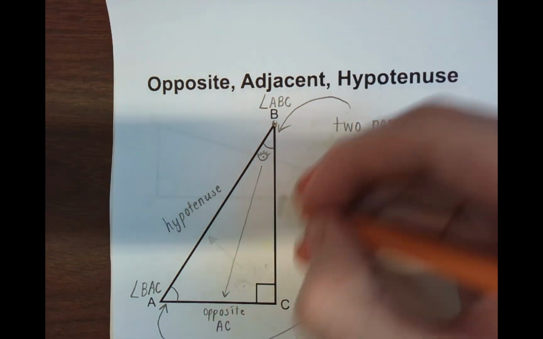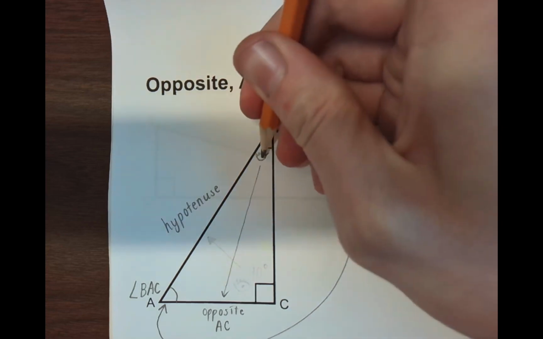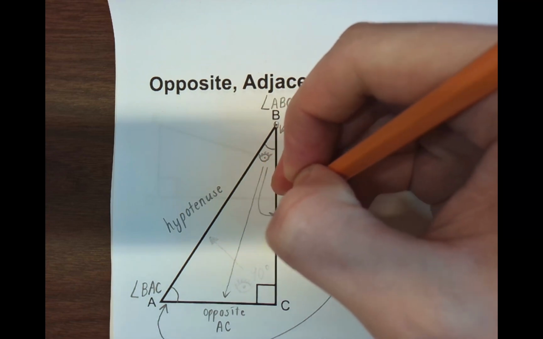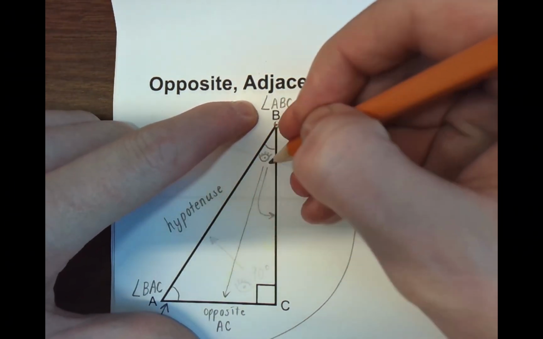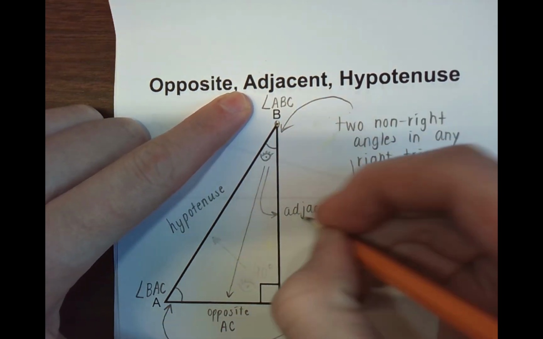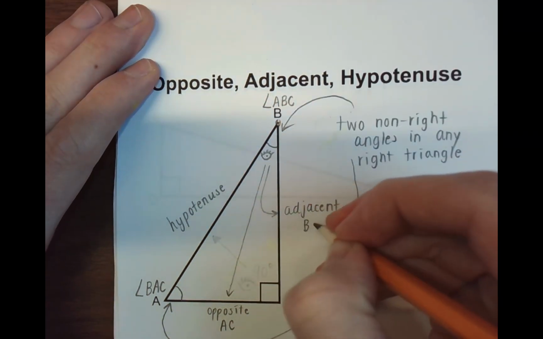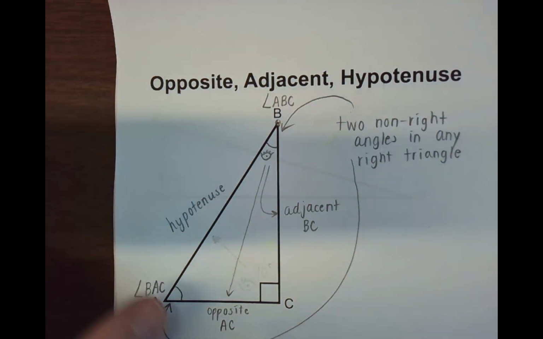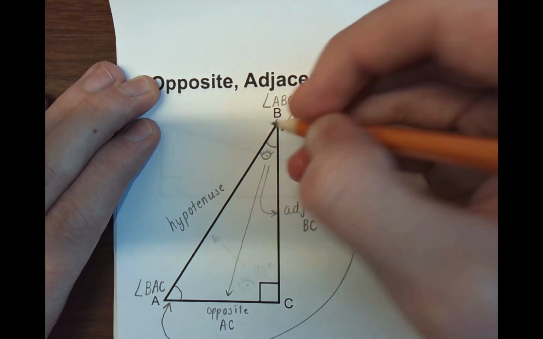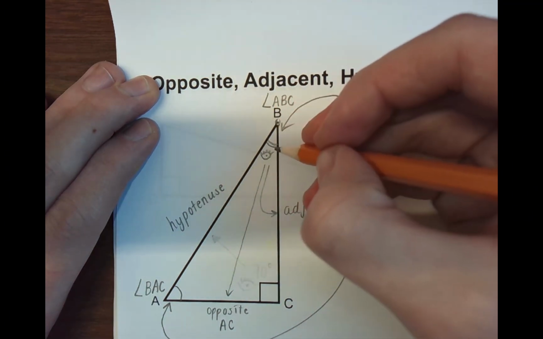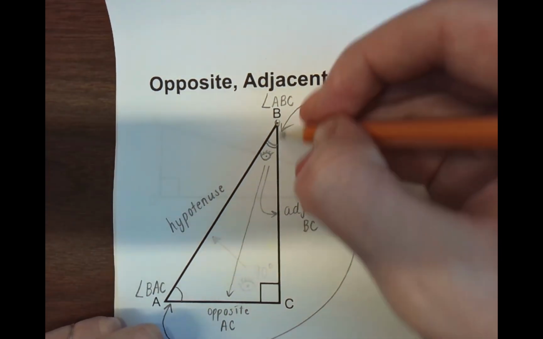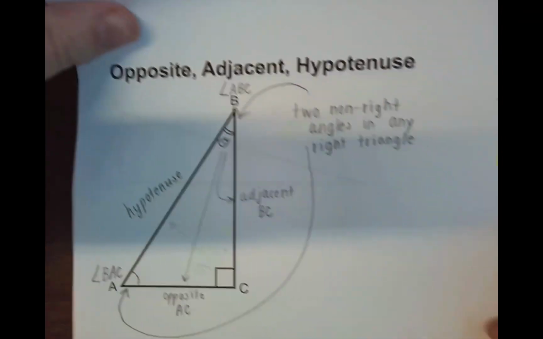And then this other side, if I were standing there and looking forward towards the opposite side, this side would be next to me. And another word for next is adjacent. Adjacent. So BC is my adjacent side, but that's only from the perspective of angle ABC. So from this angle right here, this is my opposite and this side is my adjacent, but it could be different.